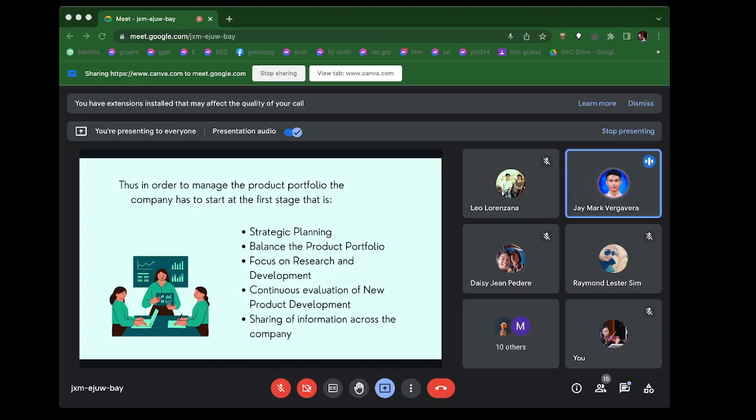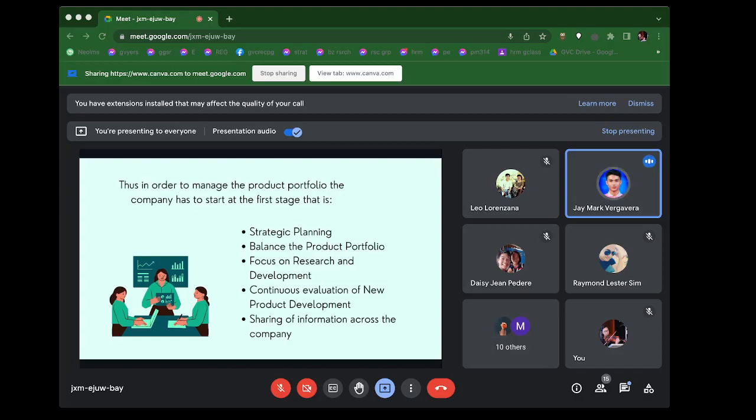So the next stage is to focus on research and development. The company must ensure that the necessary research and development activities needed for the development of their products have clear objectives so that the necessary developments are ready on time for the product development.